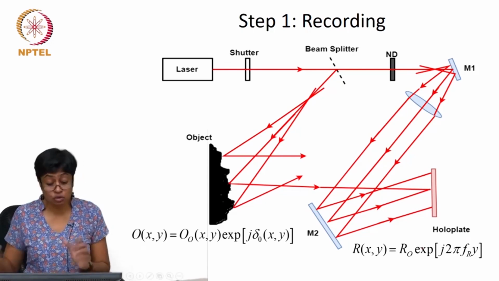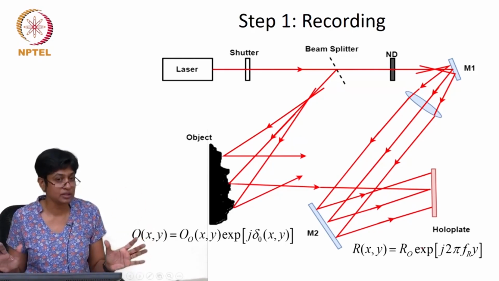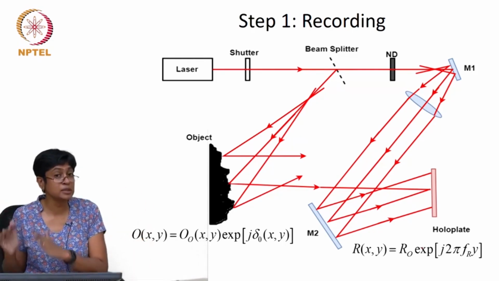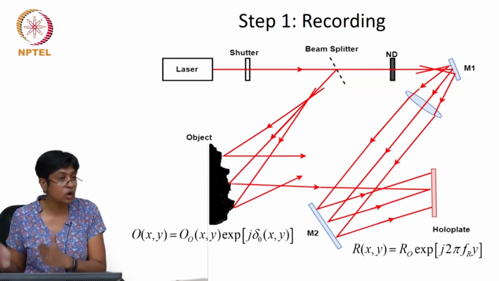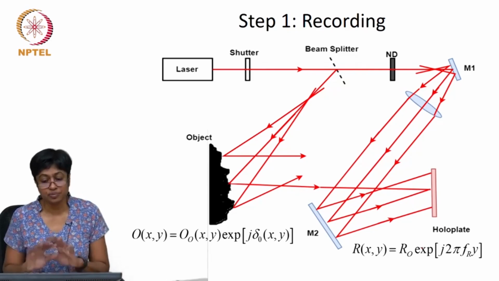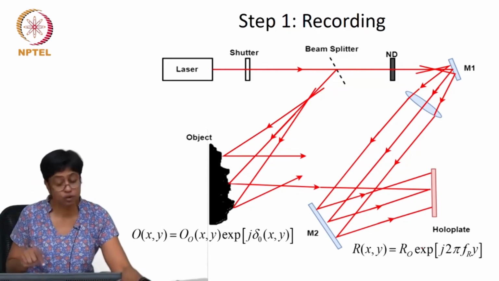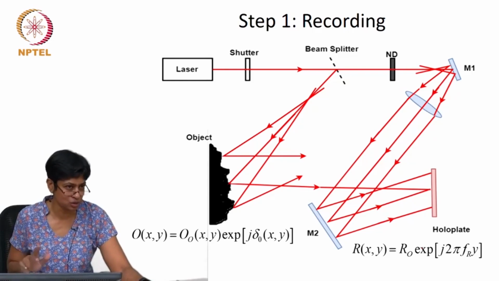So though I have similar expressions for both beams, object and reference, with the reference I can write out a specific expression because that's the known beam. Okay? So that's the first step. So what happens at that hollow plate? Somehow I have to capture the interference of these two beams.